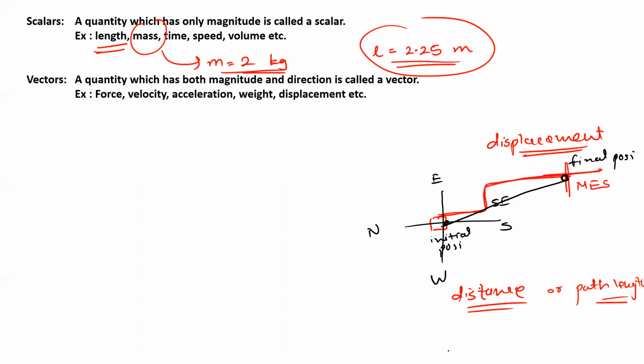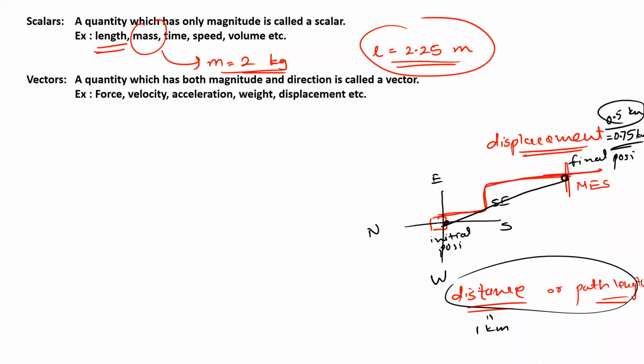Suppose the distance from here to the MES junction is 1 kilometer. The path length or distance will be 1 kilometer, but displacement would be a little smaller. Sometimes displacement can be equal to distance also, when going in a straight line with no lanes. I'm just taking random numbers, don't take it seriously. It can be 0.75 kilometers or 0.5 kilometers also.